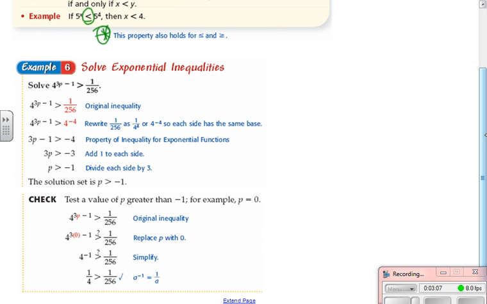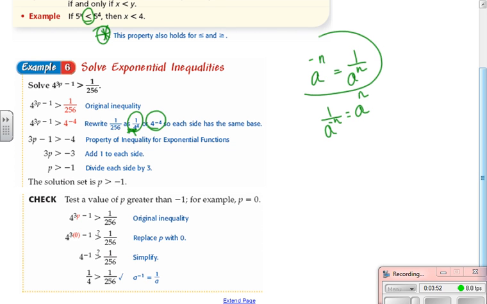So 4 to the 3p minus 1 is greater than 1 over 256. Well, 256 I know is 4 to the 4th. If I want to rewrite it as a base of 4, this isn't a base of 4 yet here. I have to use my exponent rule that says a to the negative exponent is 1 over, and remember that converse allowed that to be true also. So since it's 1 over 4 to the 4th, we'll rewrite it as 4 to the negative 4.